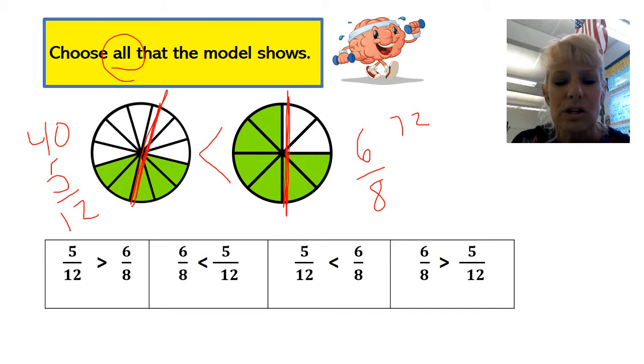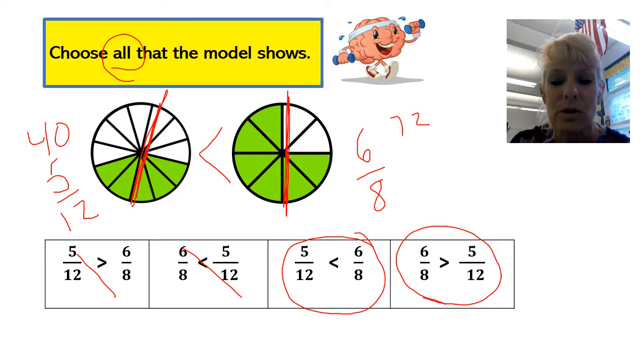So now what you need to do is go down and look at your fractions, and we're looking to find the place where it says that 6/8 is larger. So right here it's telling me that 5/12 is larger. Not correct. Here, 5/12 is larger. Not correct. Here I see where it's showing that 6/8 is larger. And right here, I can see where they're showing 6/8 is larger as well. So those are the two answers we needed. I hope you're getting these.